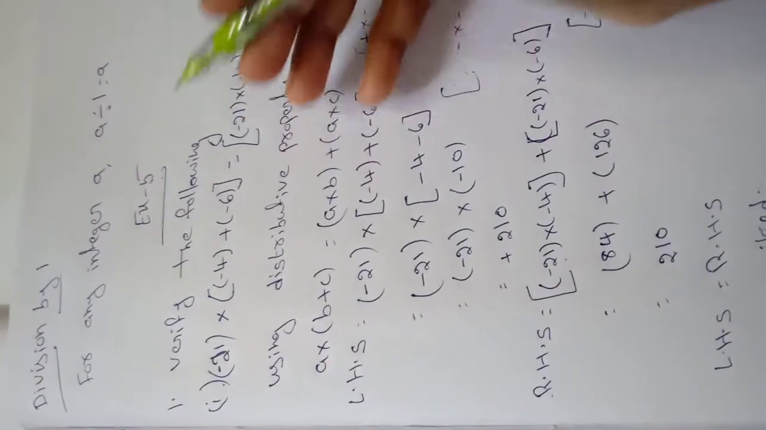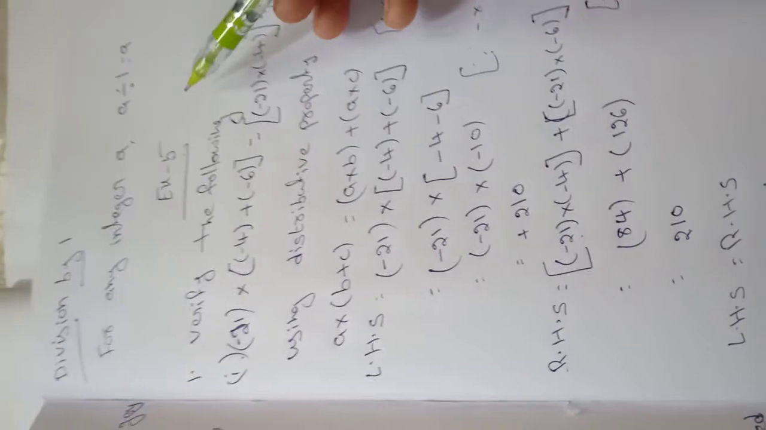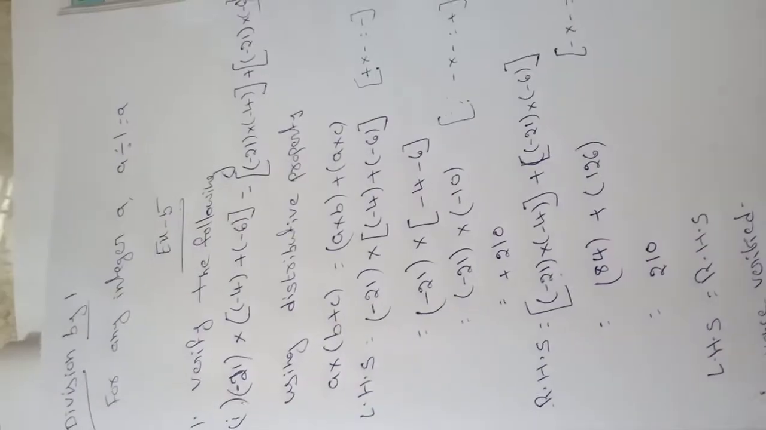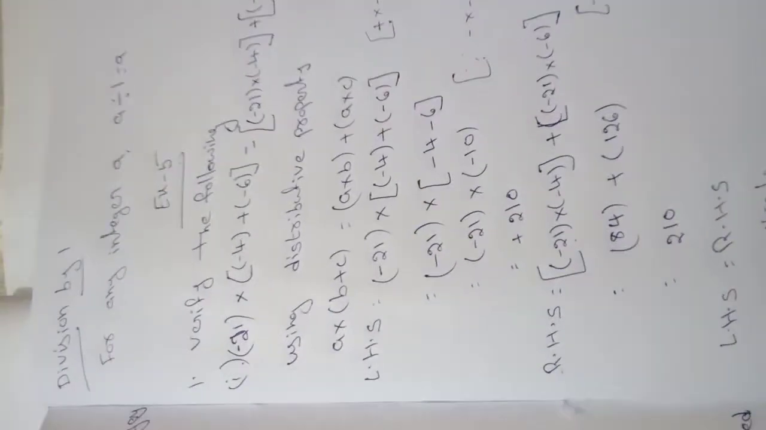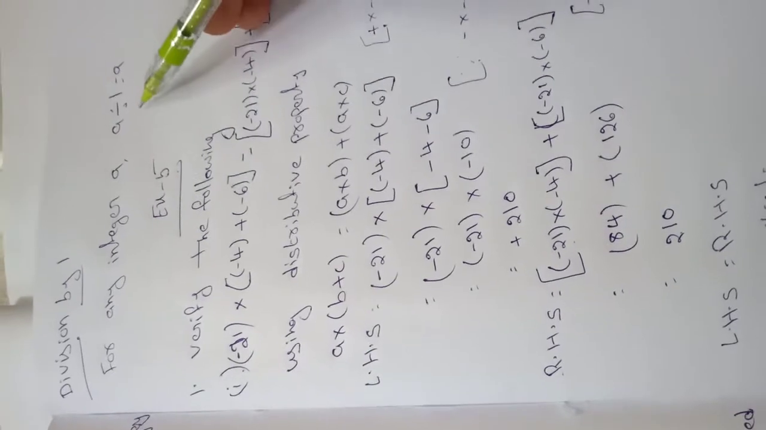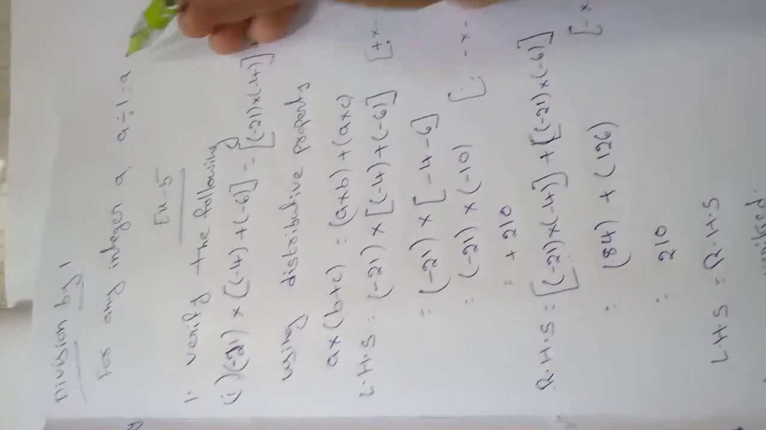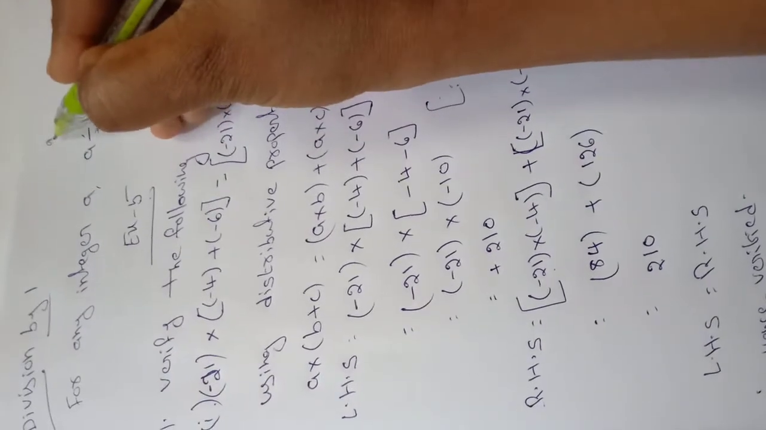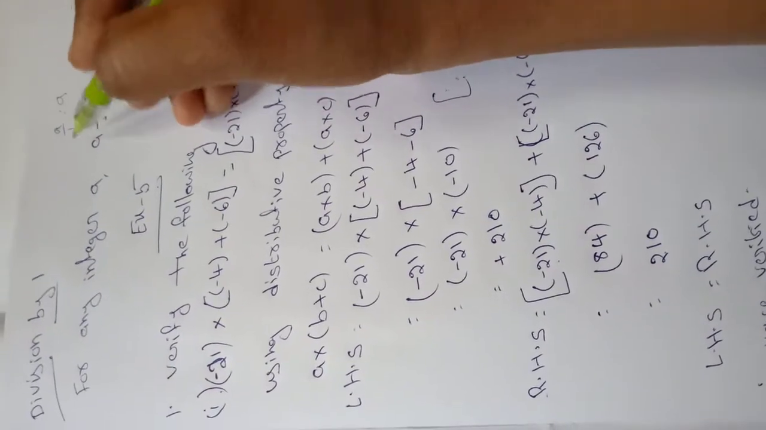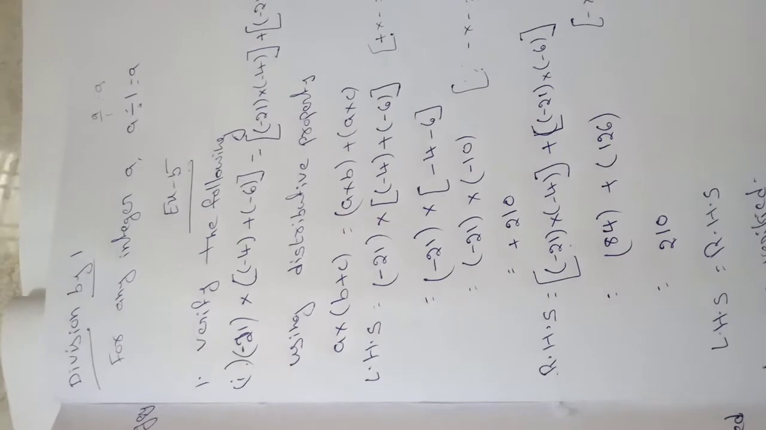And next one is the division by 1. So for any integer a divided by 1, what is that? a. So divide with 1, what is that? a. So a by 1 is nothing but a. In case the denominator is 1, we should write it as a.